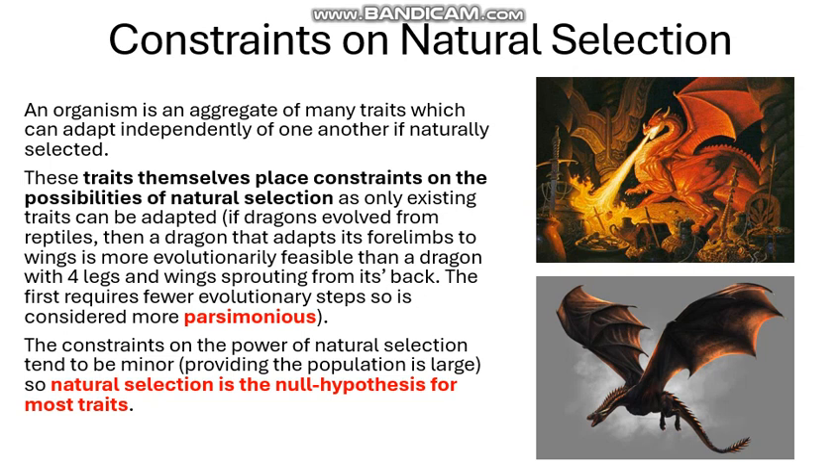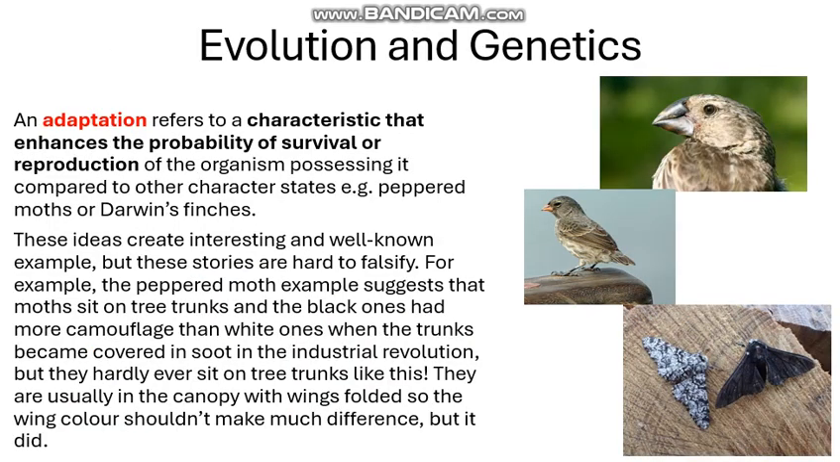So if we were to imagine, for example, the peppered moth example again, if we're talking about camouflage, okay, we'd say that the colour of the moth is an adaptation to facilitate this camouflage, which is a survival advantage, because if you're camouflaged, you're less likely to get eaten.